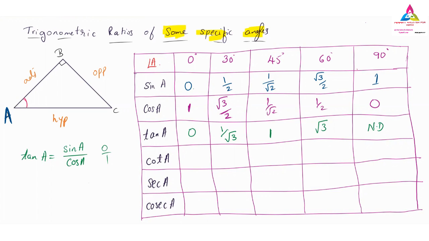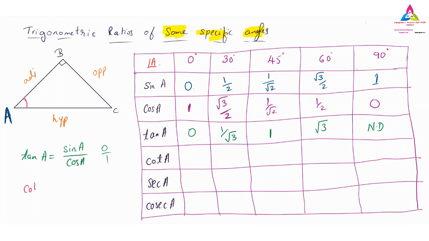So first, I will tell you the first line is very important. Sin A for 0, 30, 45, 60 and 90. If you know sin 0, 30, 45, 60 and 90, you can solve everything else. I have already informed you. Now the next one is again magic.